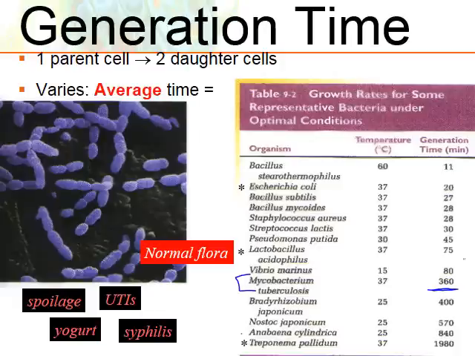This last one down here, Treponema pallidum, causes syphilis, which we talked about. And you can see it's a super slow grower. It takes about 2,000 minutes for it to grow. It causes syphilis, which is an STI. There are about 40,000 new cases of syphilis reported each year in the United States.